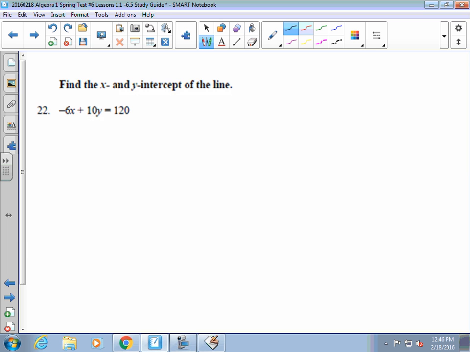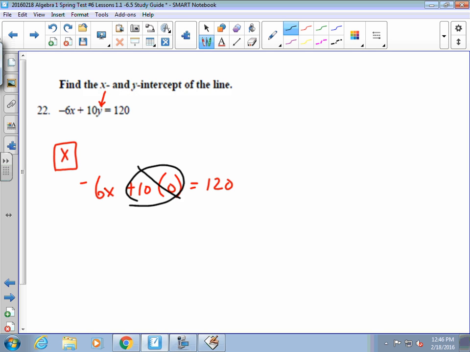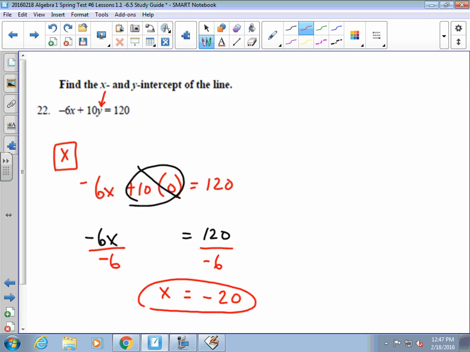Number 22 says find the x and y intercept of the line. In order to find your x-intercept, you plug in 0 for the opposite variable y. So -6x plus 10 times 0 is equal to 120. Remember, anything times the number 0 effectively eliminates that part of the problem. And it leaves you with -6x is equal to 120. And then divide by -6 to get x by itself. Do the same here to balance it. X is equal to, a positive divided by a negative is a negative, 6 goes into 12 twice and into 0 0 times. So the x-intercept is at -20.